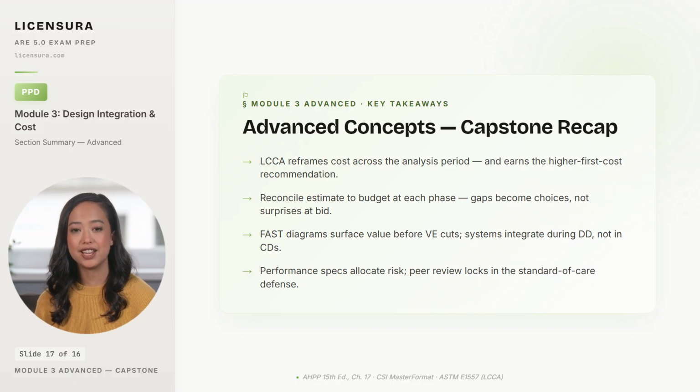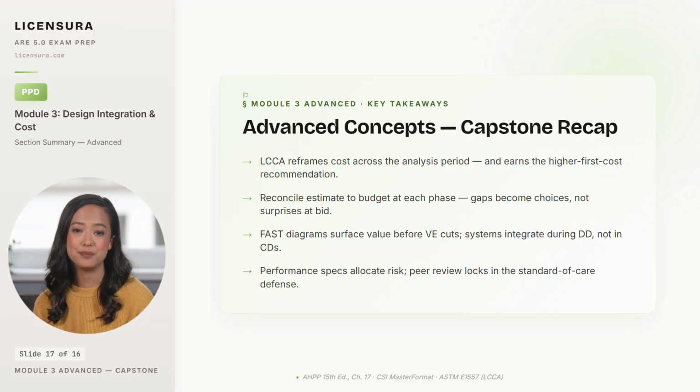Reconciliation as cadence keeps cost honest at every phase. The estimate aligns with the budget, gaps surface as choices the team can address with intention, and the project avoids the bid day shock that derails programs and schedules. FAST plus integration discipline surfaces where value lives before value engineering starts cutting, and systems integration during DD resolves coordination conflicts before they print into construction documents and trigger RFIs in the field.